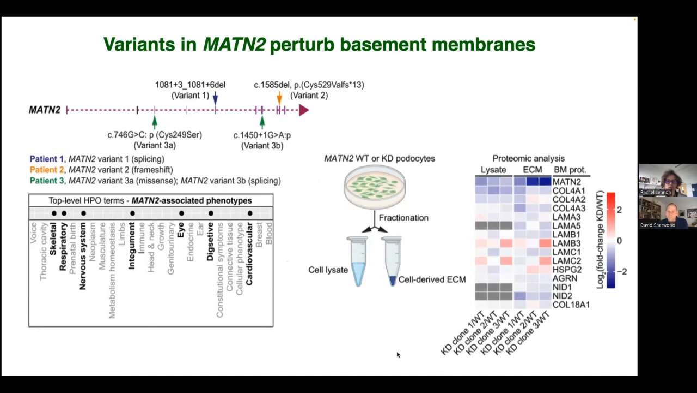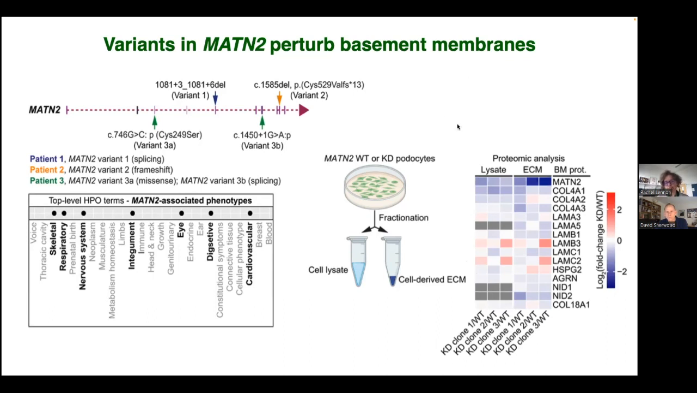And what we found was that the variants resulted in abnormal matrillin-2 secretion, but furthermore, with proteomics, we could see that in the absence of matrillin-2, the composition of the basement membrane, or the matrix that these cells assemble in vitro, was abnormal. So that's giving evidence of a functional effect of those variants in matrillin-2.